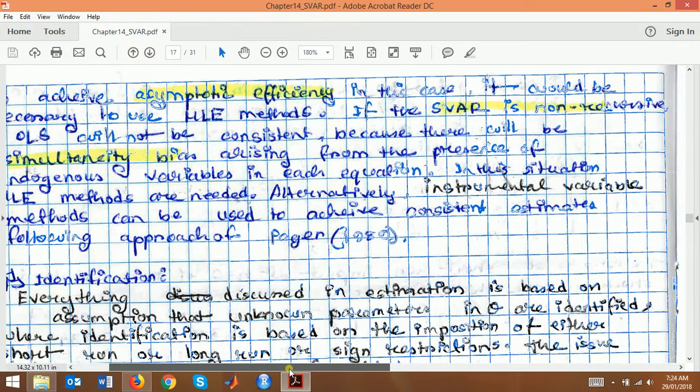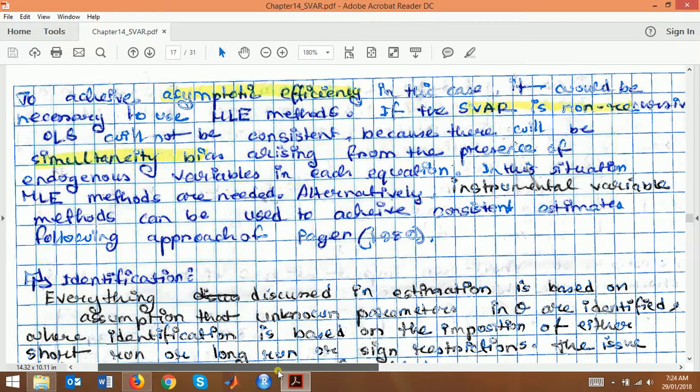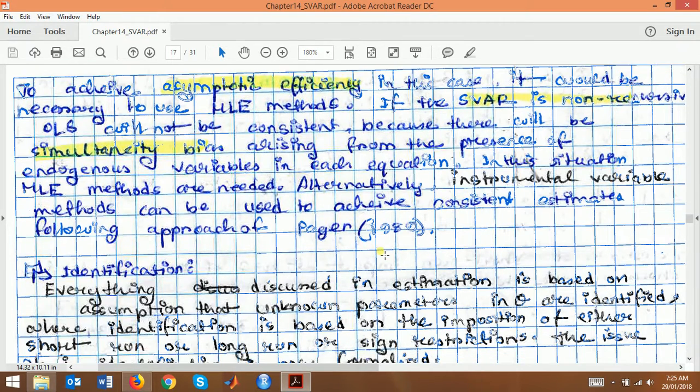So in this case it would be necessary, if the SVAR is non-recursive, OLS will not hold because there will be simultaneity bias arising from the presence of endogenous variables in each equation. Indeed, in this system MLE methods are needed. Alternatively, instrumental variable methods can be used to obtain consistent estimates following the approach of Pagan 1989.